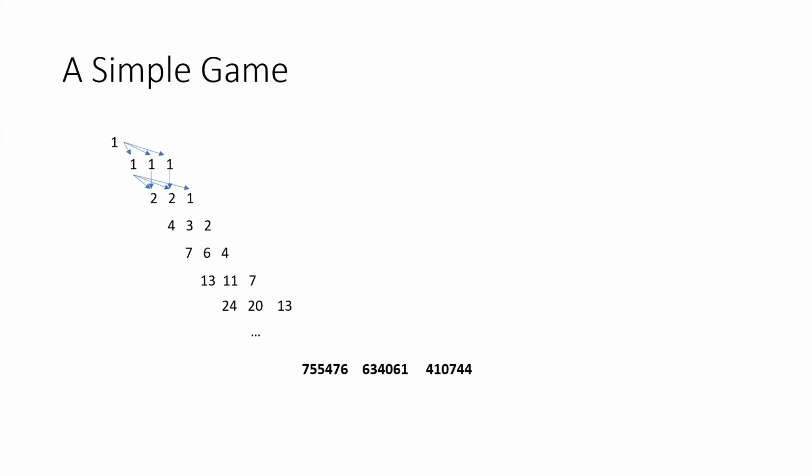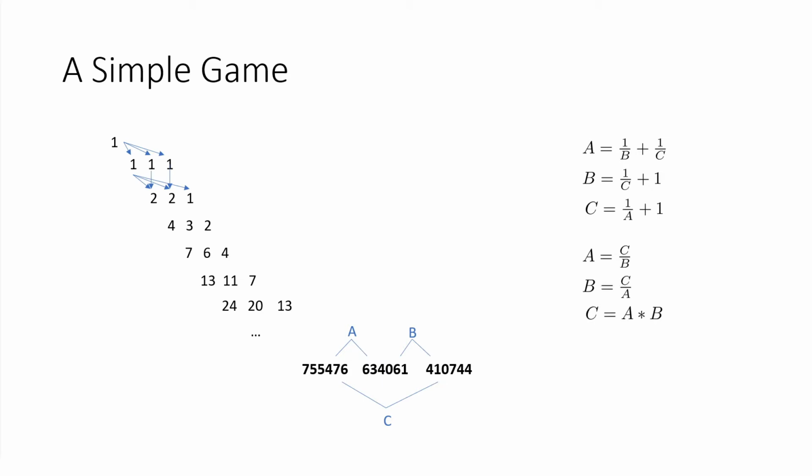There are some very rewarding relationships to identify here. We can see that we have a ratio A, B, and C. There are laws that interconnect these ratios. For example, A equals 1 over B plus 1 over C. B equals 1 over C plus 1. And C equals 1 over A plus 1. Also, A equals C over B. B equals C over A. And C equals A times B.